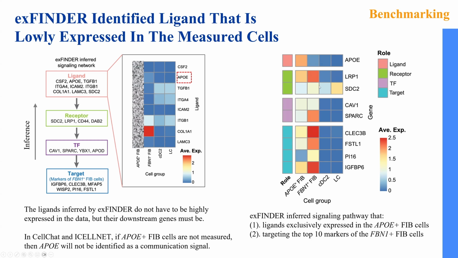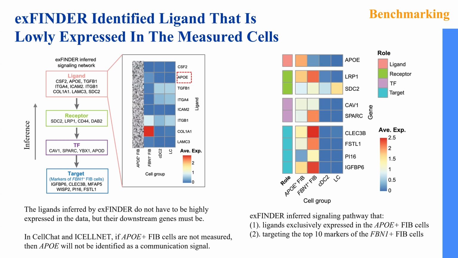And of course, if we include these cells, we can clearly identify that it's highly expressed in the APOE plus fibroblast cells. So the first part is just to show that what they did, we can do reasonably well. And the second part is the unique part of exFINDER. That's what they are not able to do.